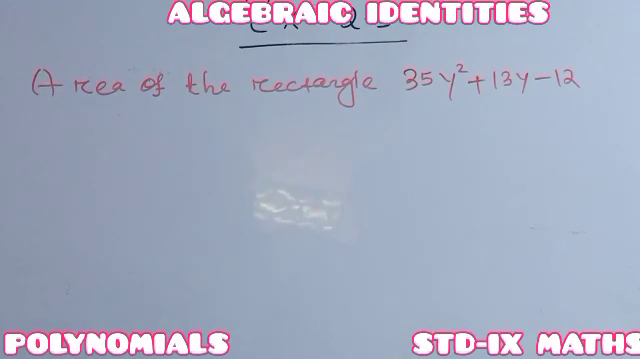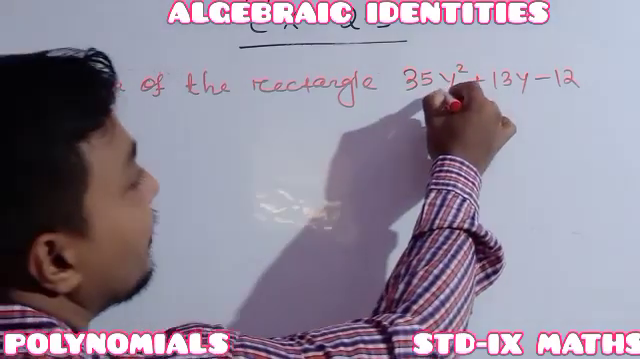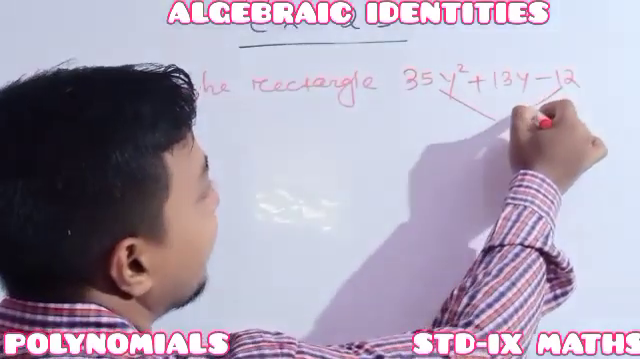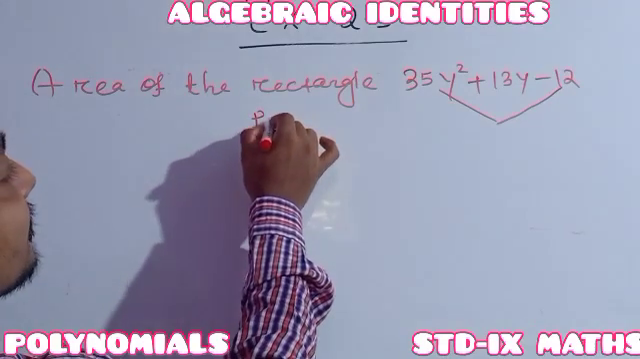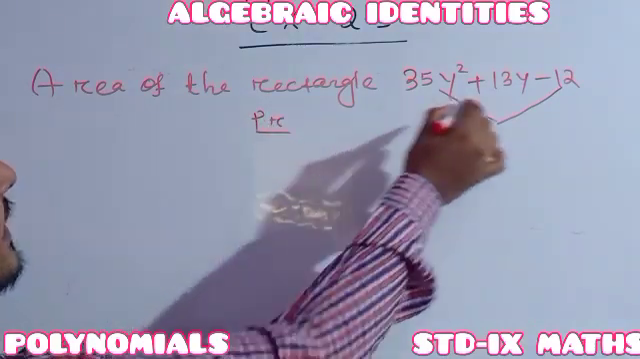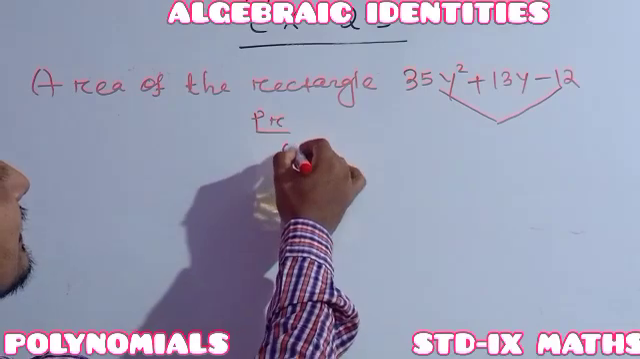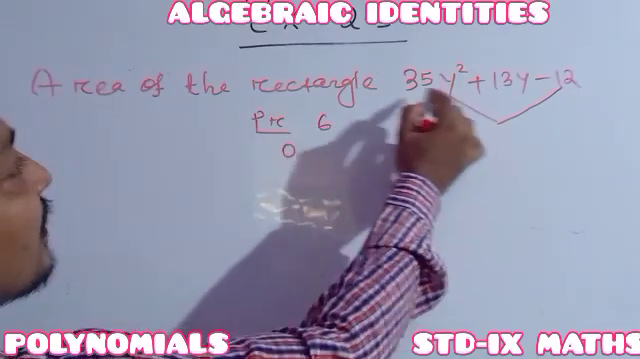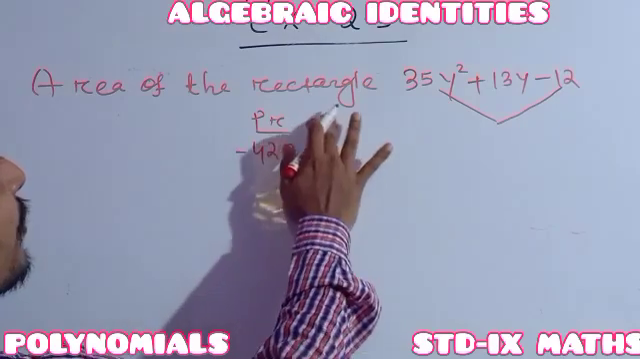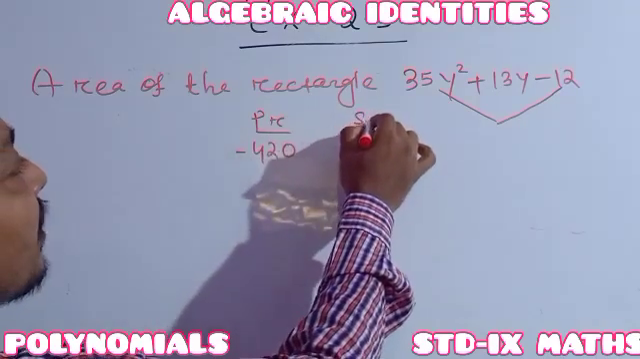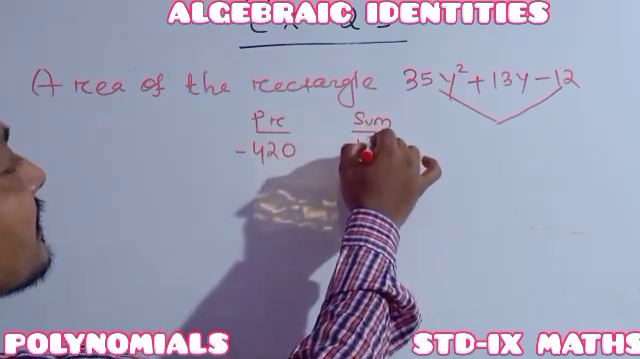See also the next question, it is also given in a similar way. Area is this one. Just like the previous one, here we need to do the factorization. Here the product should be this one. So how much is the product? Shortcutly writing, 12 5s are 60, 12 3s are 36, here it is 420. Product is minus 420, but the sum is 13.